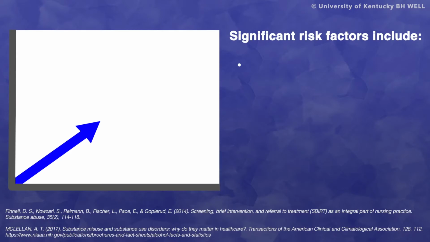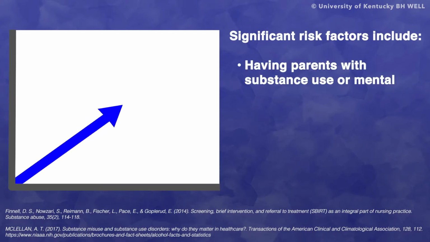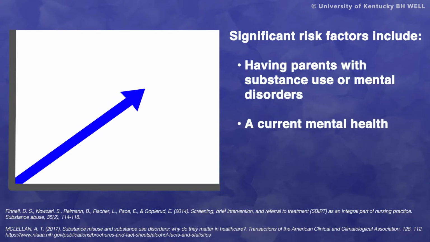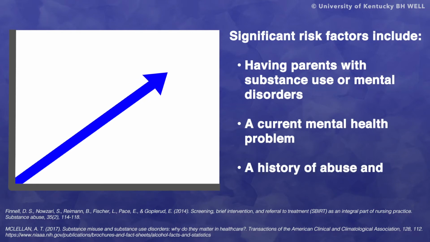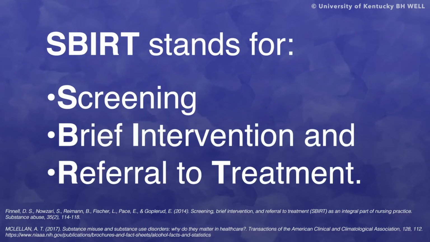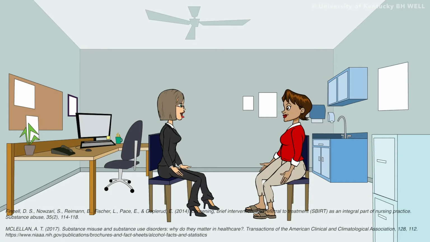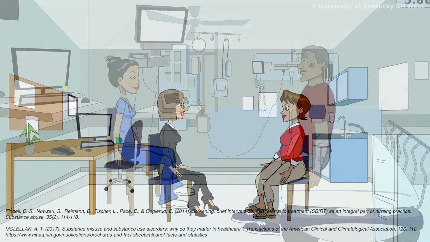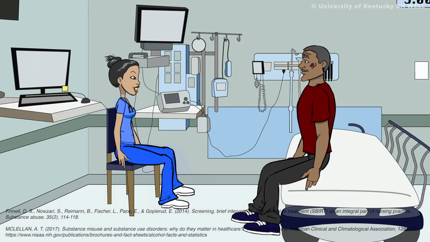Significant risk factors include having parents with substance use or mental disorders, a current mental health problem, and a history of abuse and neglect. SBIRT stands for Screening, Brief Intervention, and Referral to Treatment. It is most used in the primary care setting. However, the emergency department has an opportunity to identify and link patients to care for substance use disorders.